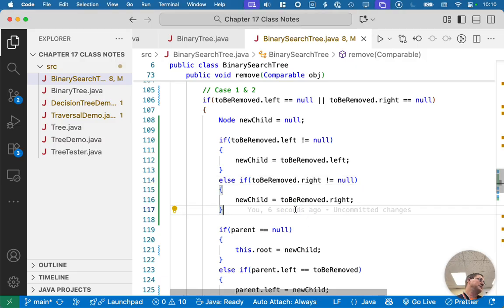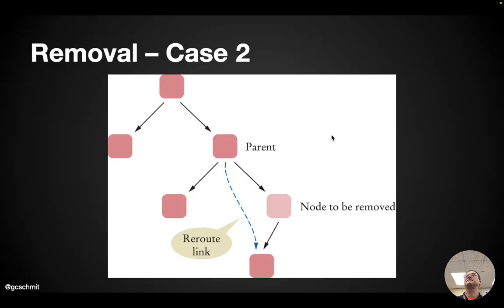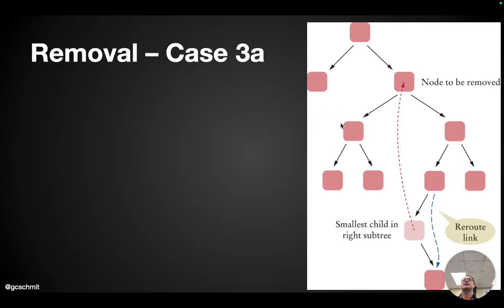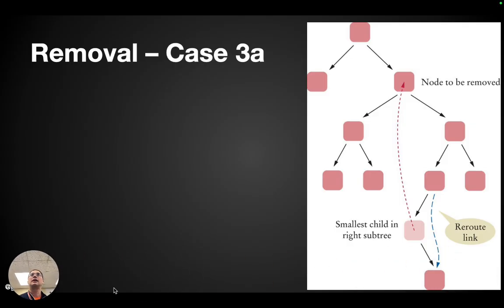We have one more case. Here we go. Case three. As you can imagine, case three is when the node to be removed has a left child and a right child. And when that's the case, it's a bit harder. What we need to do is find another node that we can put here in the tree, right? We're going to be swapping some other node with that node such that our binary search tree is still a valid binary search tree.